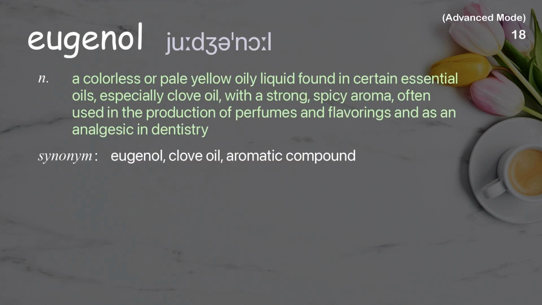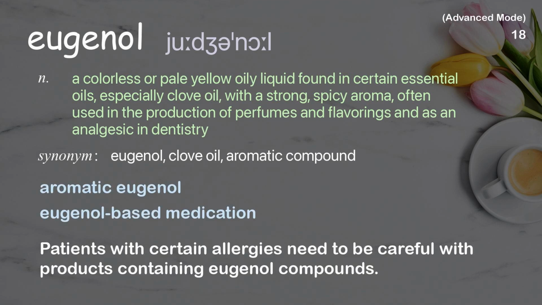Eugenol. A colorless or pale yellow oily liquid found in certain essential oils, especially clove oil, with a strong, spicy aroma, often used in the production of perfumes and flavorings, and as an analgesic in dentistry. Examples: Aromatic eugenol. Eugenol-based medication. Patients with certain allergies need to be careful with products containing eugenol compounds.